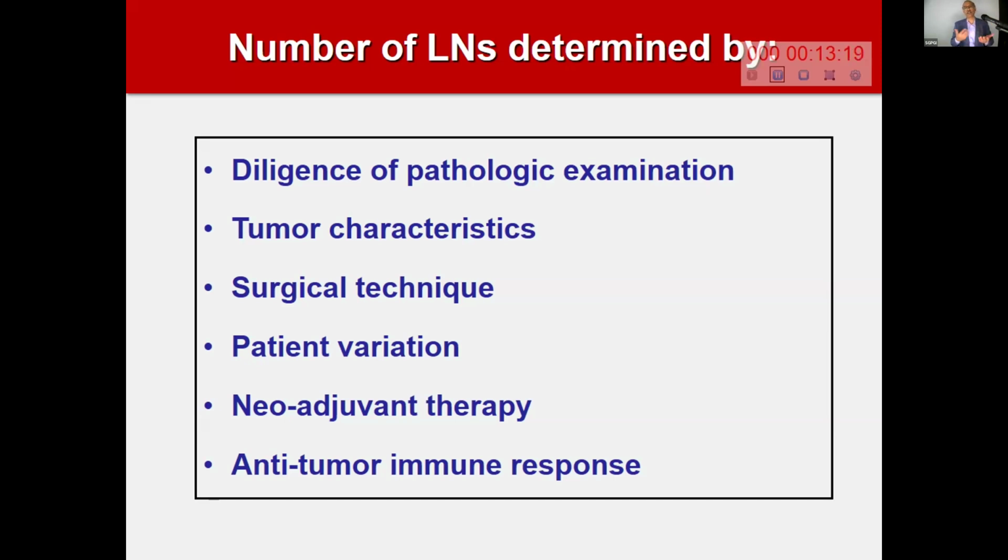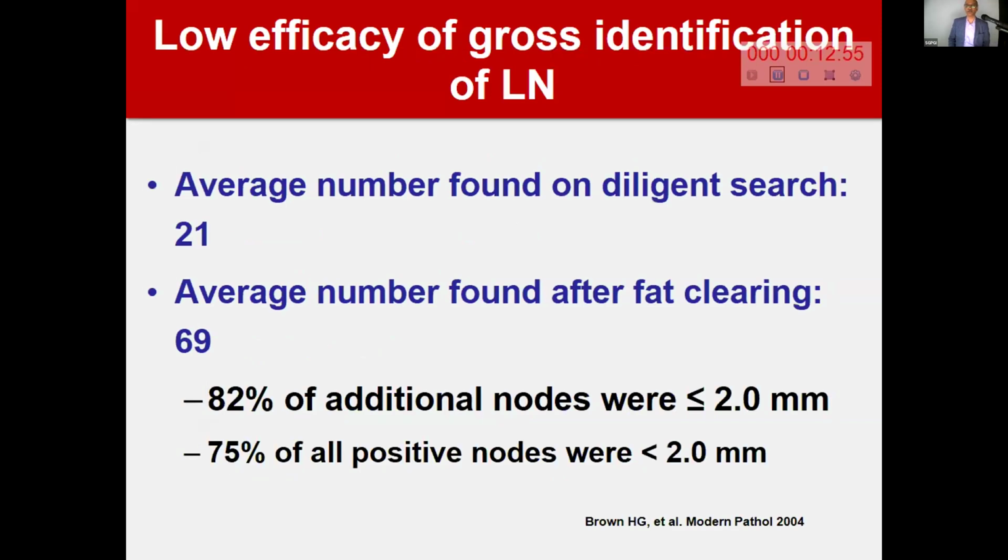Surgical technique, obviously, if you have a bad surgeon who didn't do a good job clearing out the lymph node basin. Patient variation, you may have an asthmatic or somebody who's on steroids, the lymph node becomes small, harder to find. Post-neoadjuvant chemotherapy will shrink those nodes down, so it requires a lot of effort to find lymph nodes. And then obviously the anti-tumor immune response, which I said is going to make it easy, but it's not going to be helpful in finding the positive nodes.